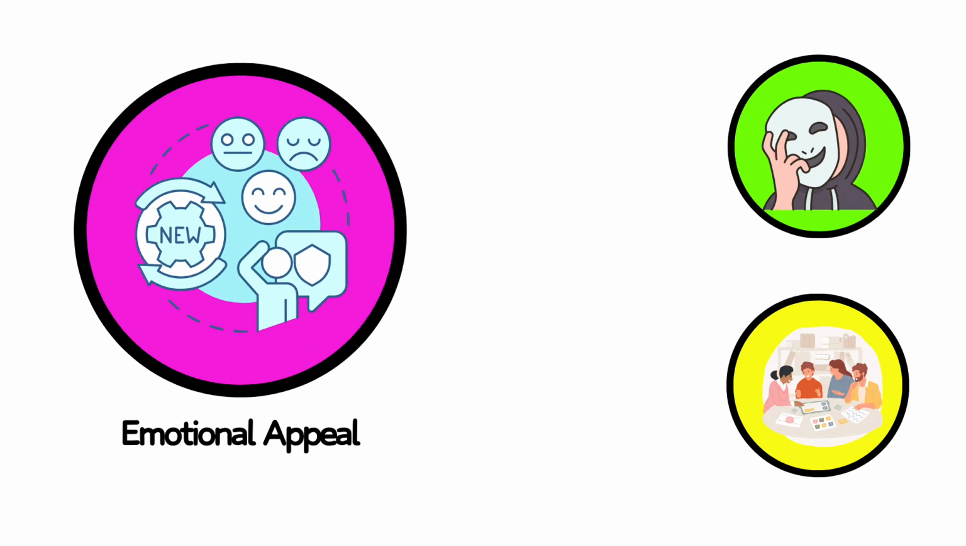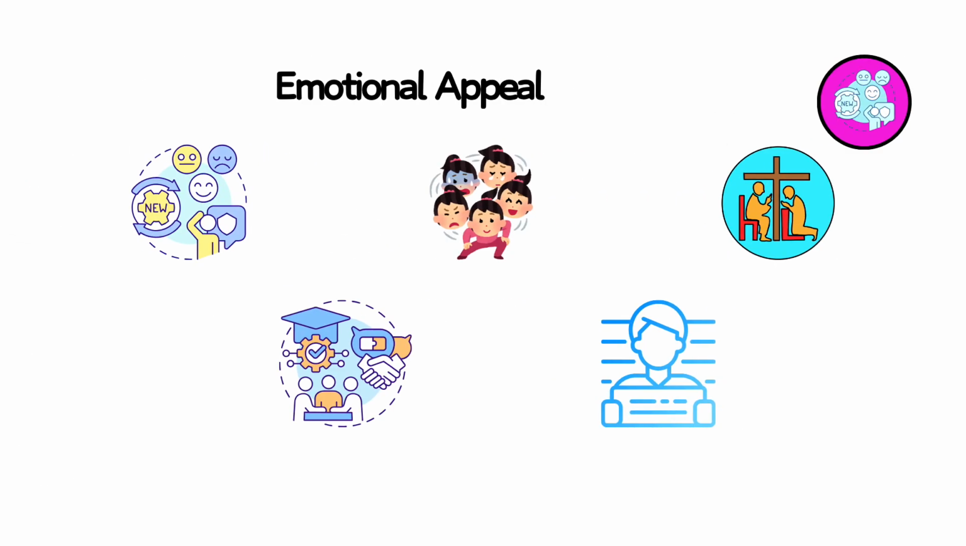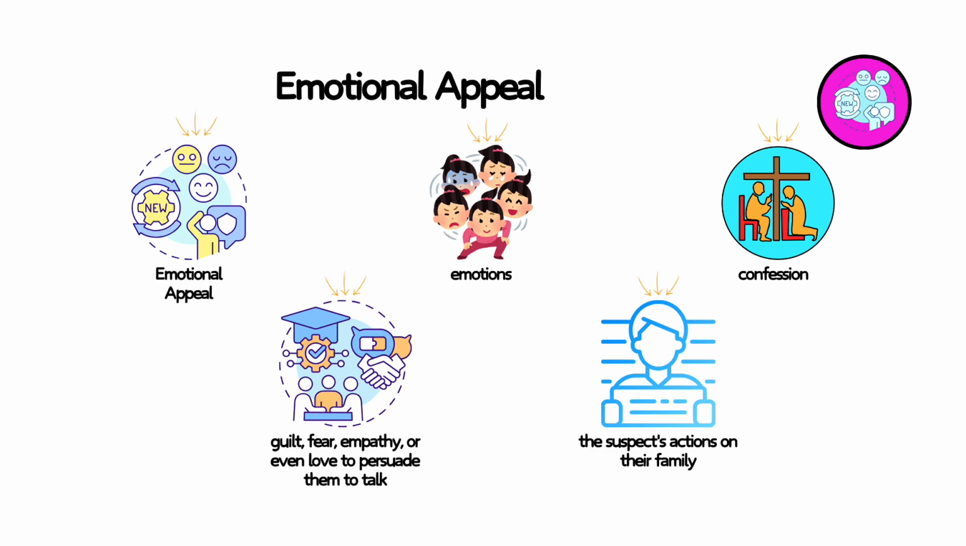6. Emotional appeal. Emotional appeal involves tapping into the suspect's emotions to elicit a confession or information. This technique leverages the individual's feelings of guilt, fear, empathy, or even love to persuade them to talk.